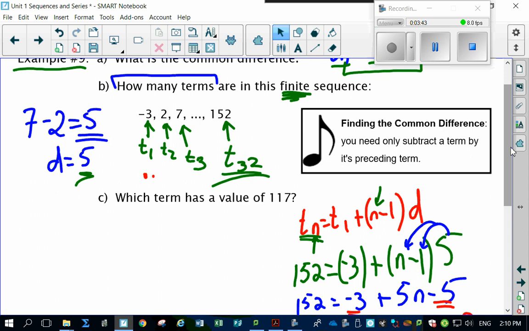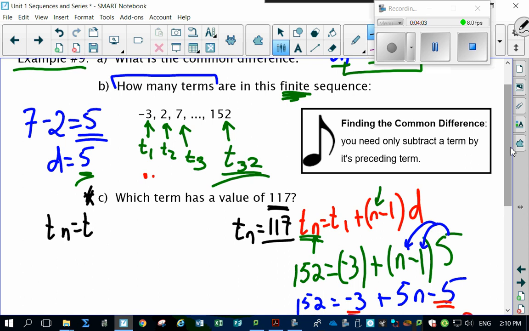Let's try this question now. It says, which term has a value of 117? Okay, wait. In other words, what's the term number that equals 117? Oh, I see. So let's use the same formula again. Tn equals T1 plus n minus 1 times d.